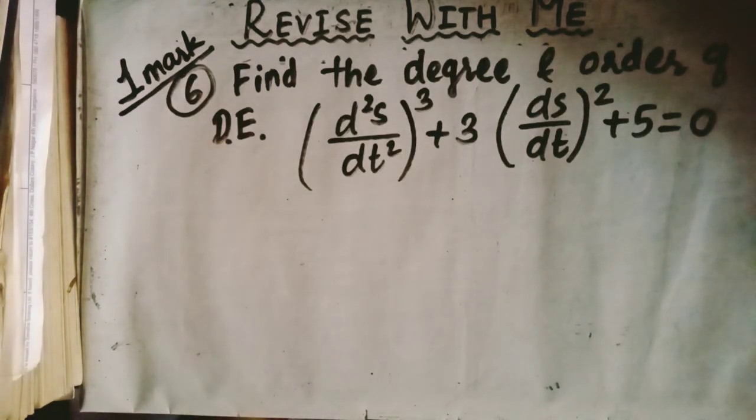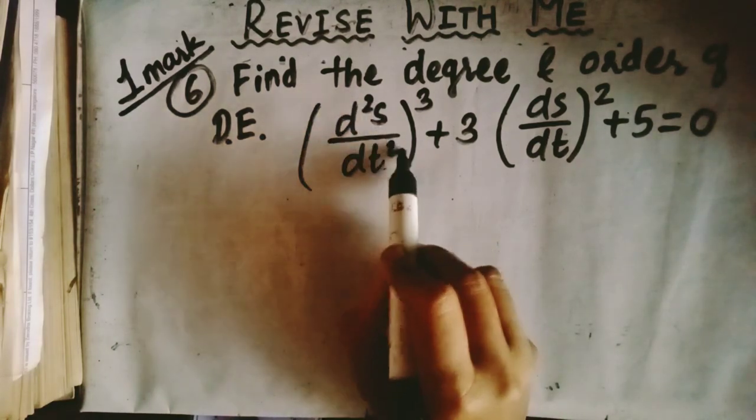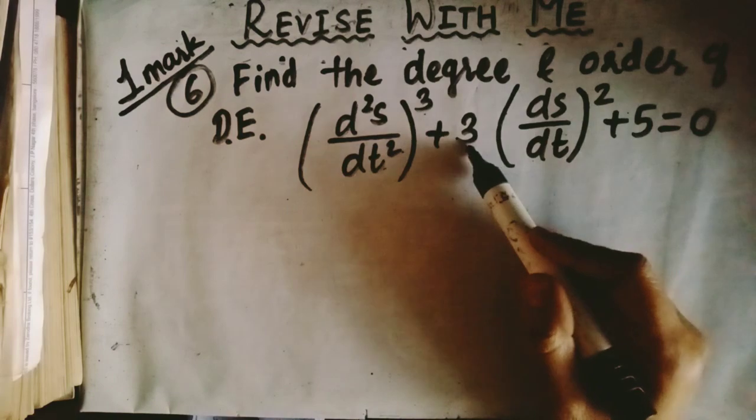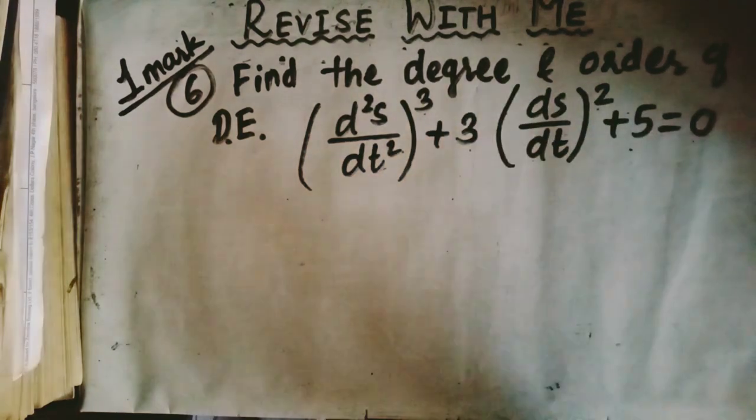This is the question given. You have to find the degree and the order of the differential equation. So the differential equation is given: (d²s/dt²)³ + 3(ds/dt)² + 5 = 0.